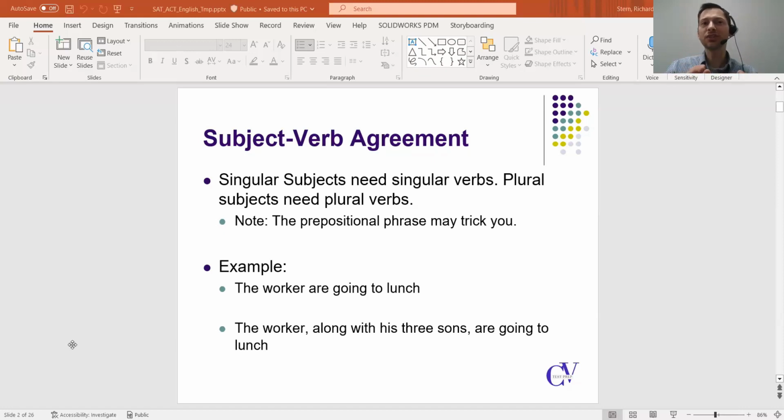So always ask yourself, who's doing the action? The SAT makes it a little bit tricky, but always ask yourself, who's doing the action? Who's going to lunch? The worker is. So the worker is going to lunch. Let's look at the next example.